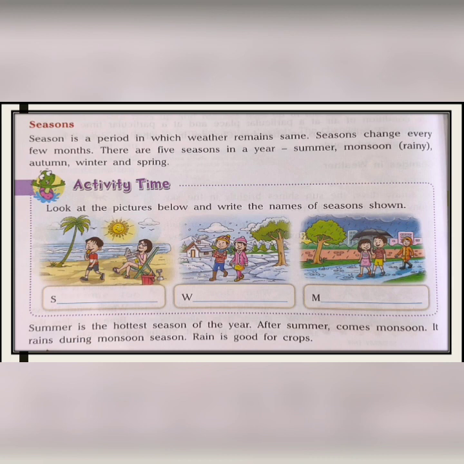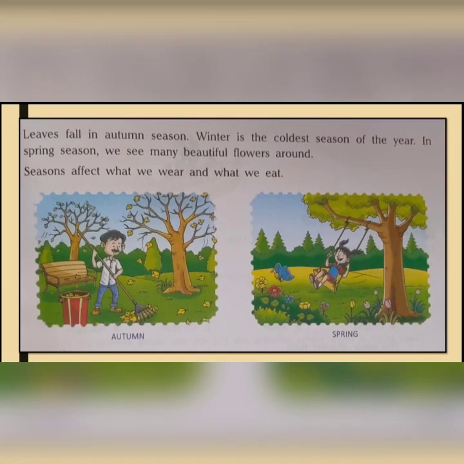In the summer season, obviously we know that it is the hottest season of the year, right? After summer comes monsoon, that means the rainy season. It rains during monsoon season, and in that particular season crops are harvested, because rain is good for crops. In autumn season the leaves of plants fall. Winter is the coldest season of the year, and in the spring season we see many beautiful flowers around.